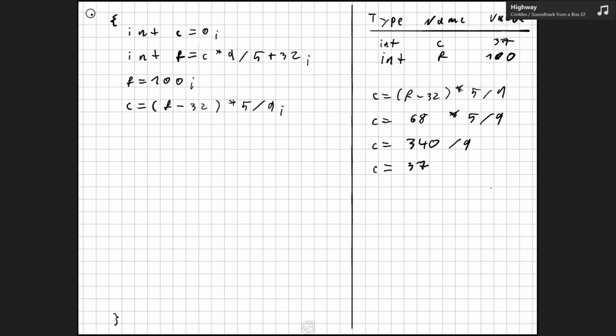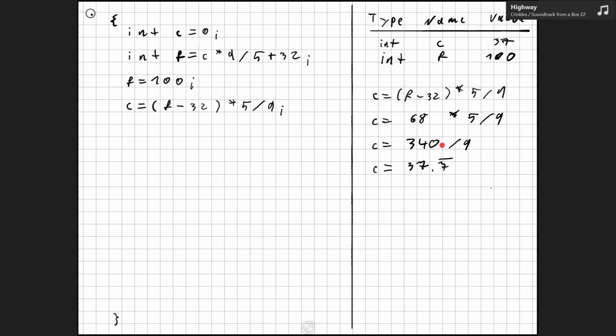Only 37 isn't the exact measurement. It's not actually 100 degrees Fahrenheit. We have an error in here. We have a difference between what the actual value should be, purely mathematical, and what we store in our program. There's a discrepancy here. Specifically 0.7 repeating.